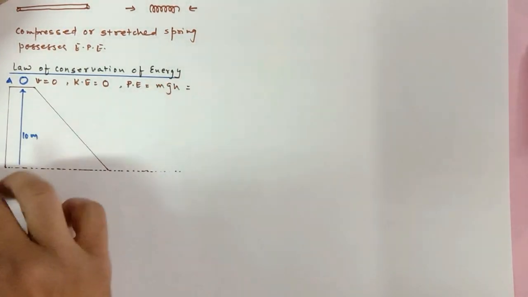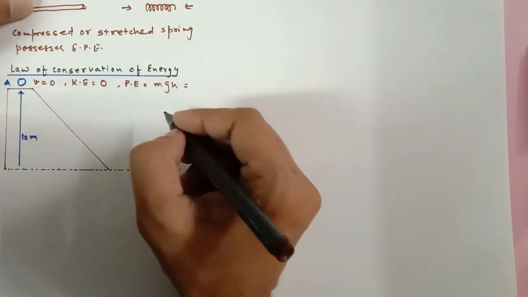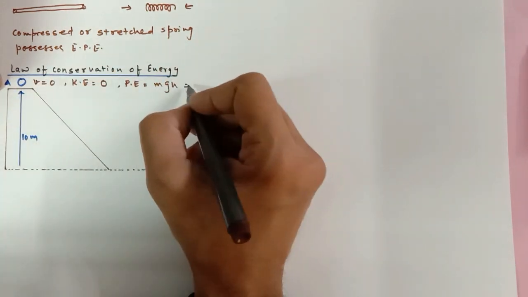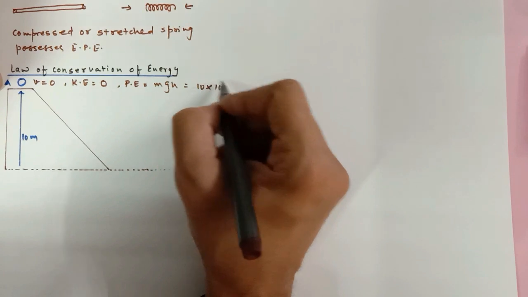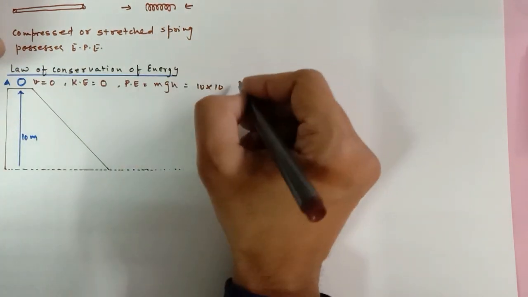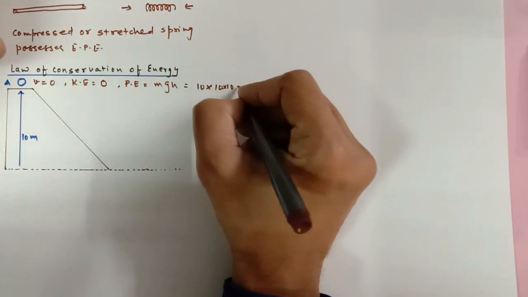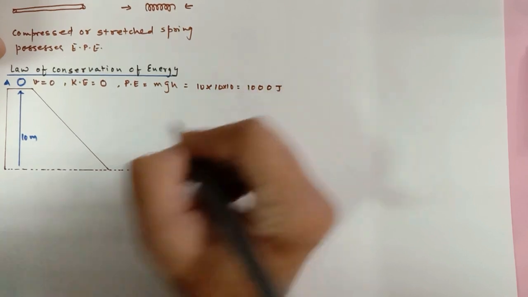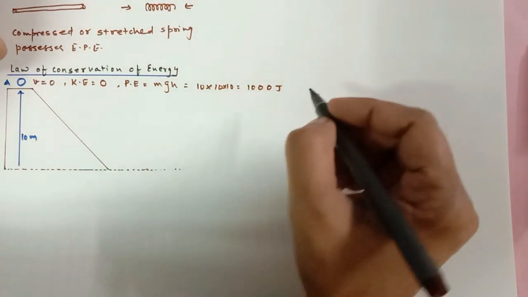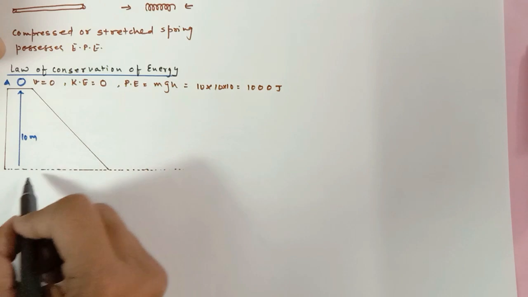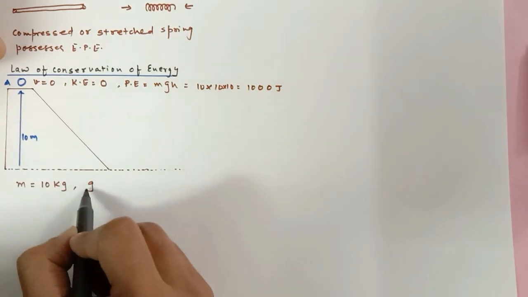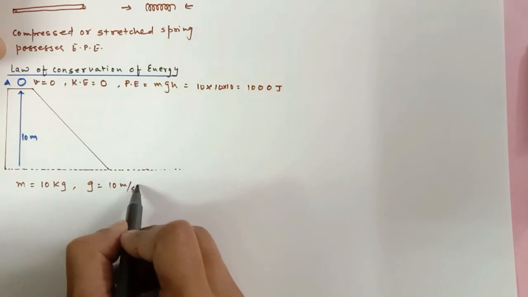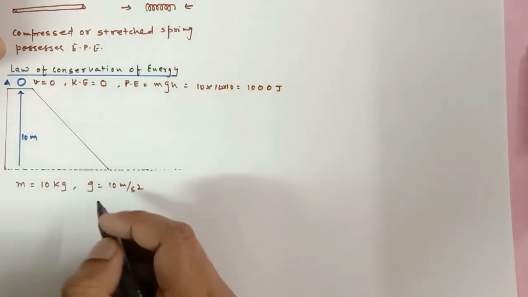So g is not given, so we'll take that as 10. Mass of the ball, let us take as 10 kilogram. Acceleration due to gravity is 10 meter per second square, height is also 10 meter. So that means 1000 joule is the potential energy. And the mass of the ball we have taken here as 10 kilogram, g is 10 meter per second square, and this is point A.